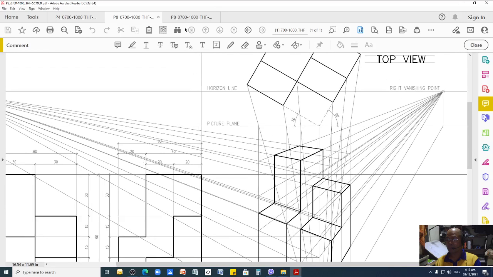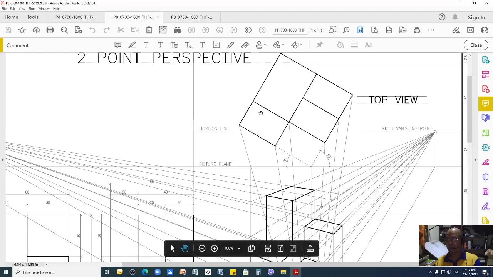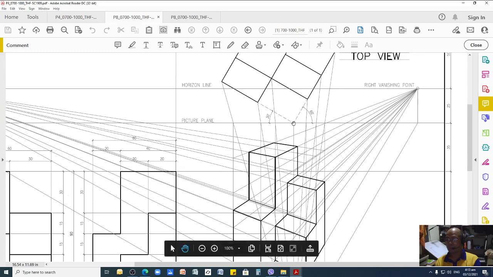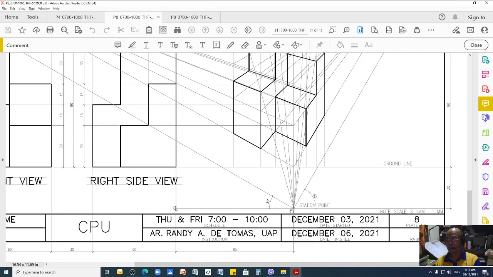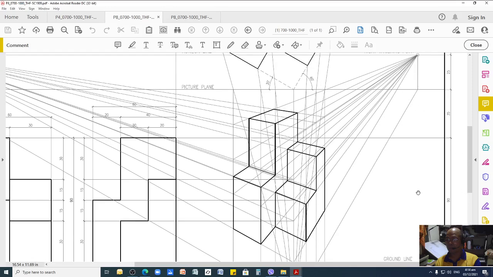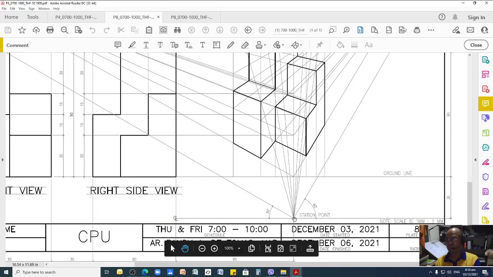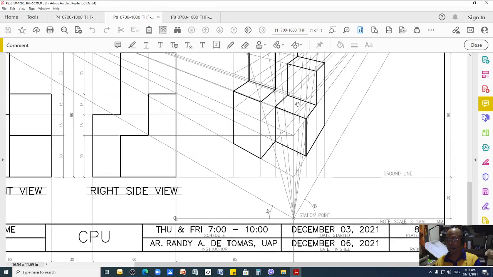Let me go back to this instruction. So that's your picture plane. Station point is the location of the viewer, or the distance of the viewer from the object. So where is that station point? This is your object. Imagine that you are above, because this is a plan or top view. Basically, you are measuring the distance from your picture plane to where you stand. It's like you are here, with a certain distance to your object, which I indicated here on the side.